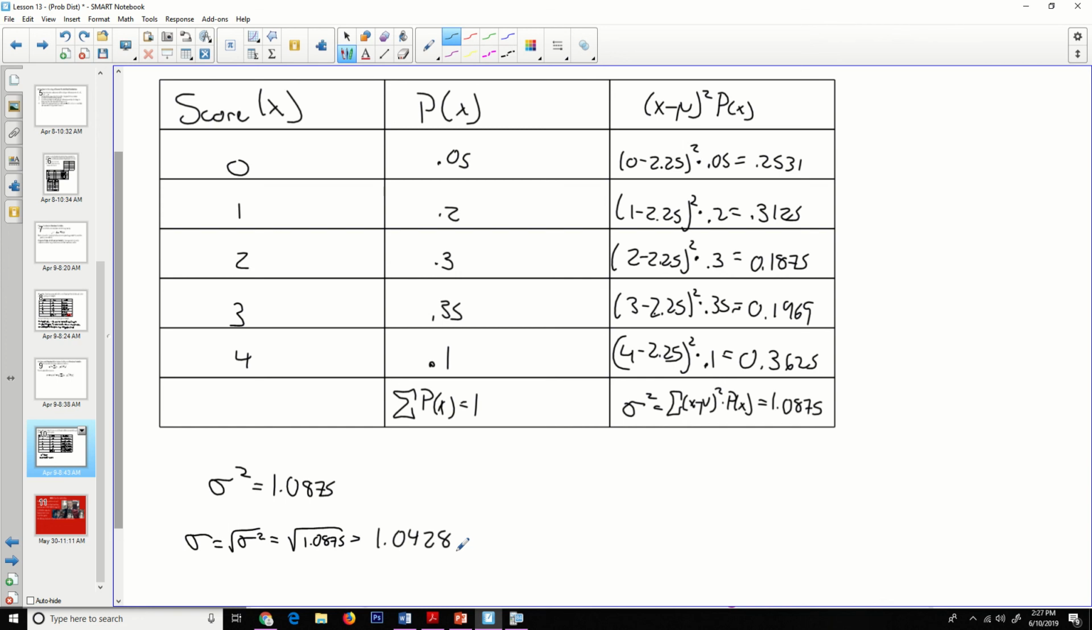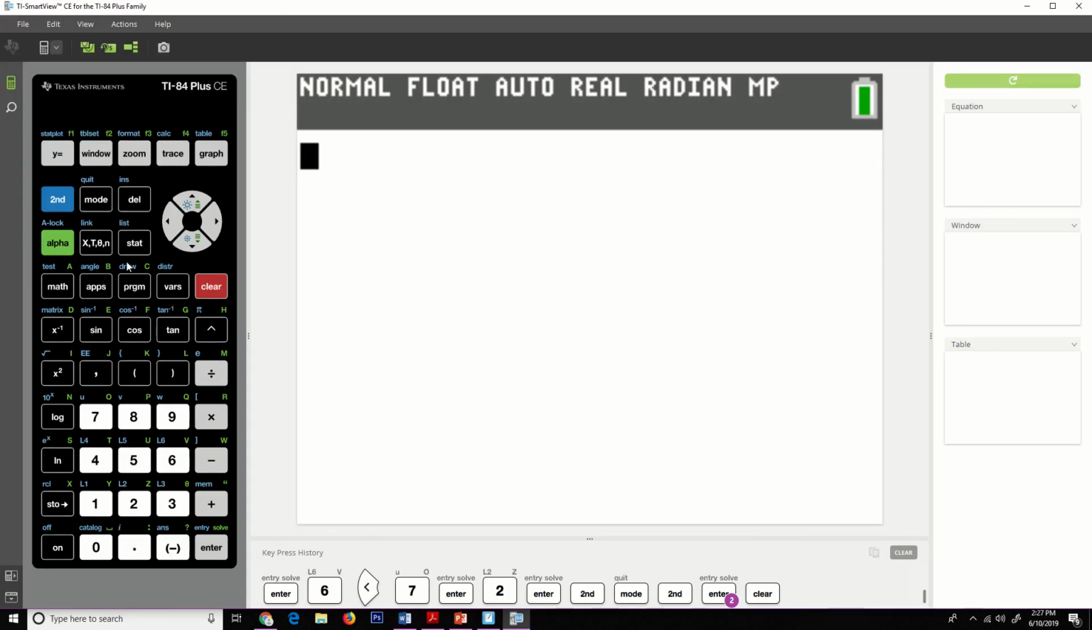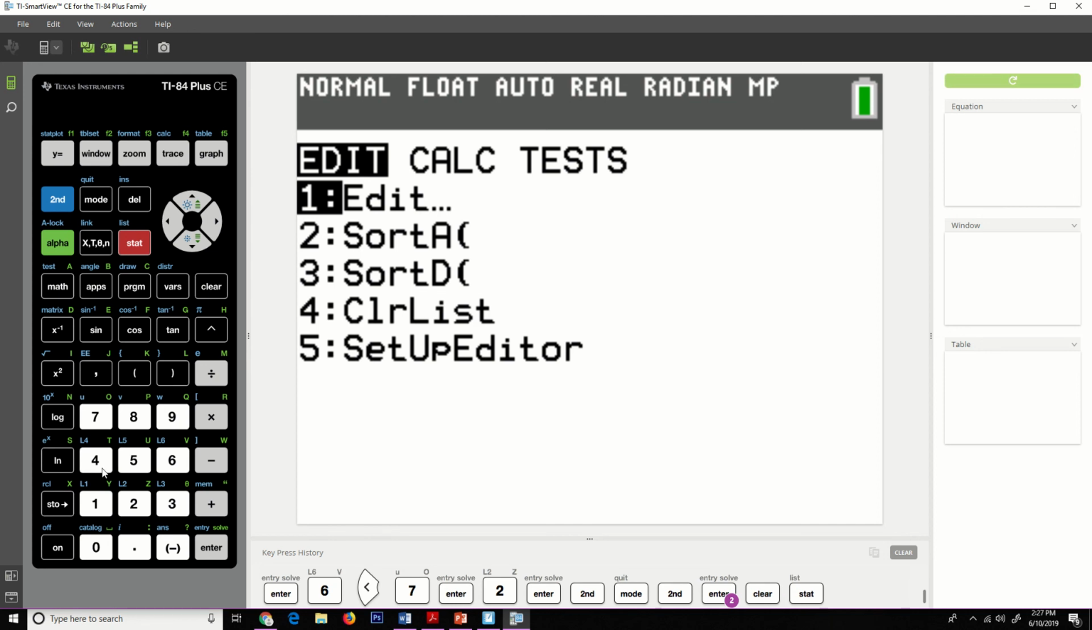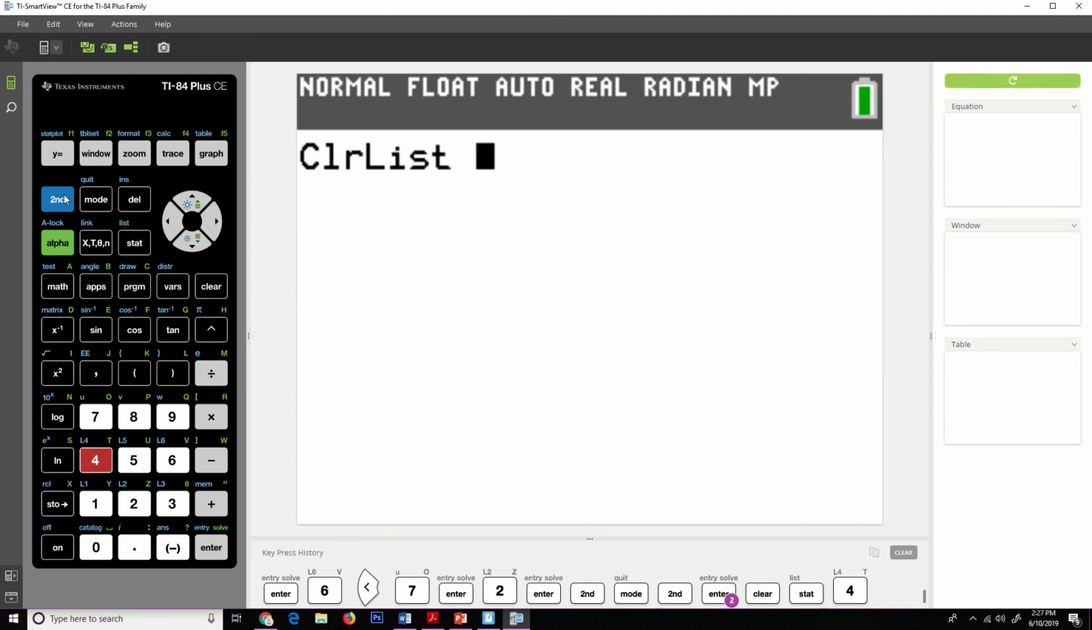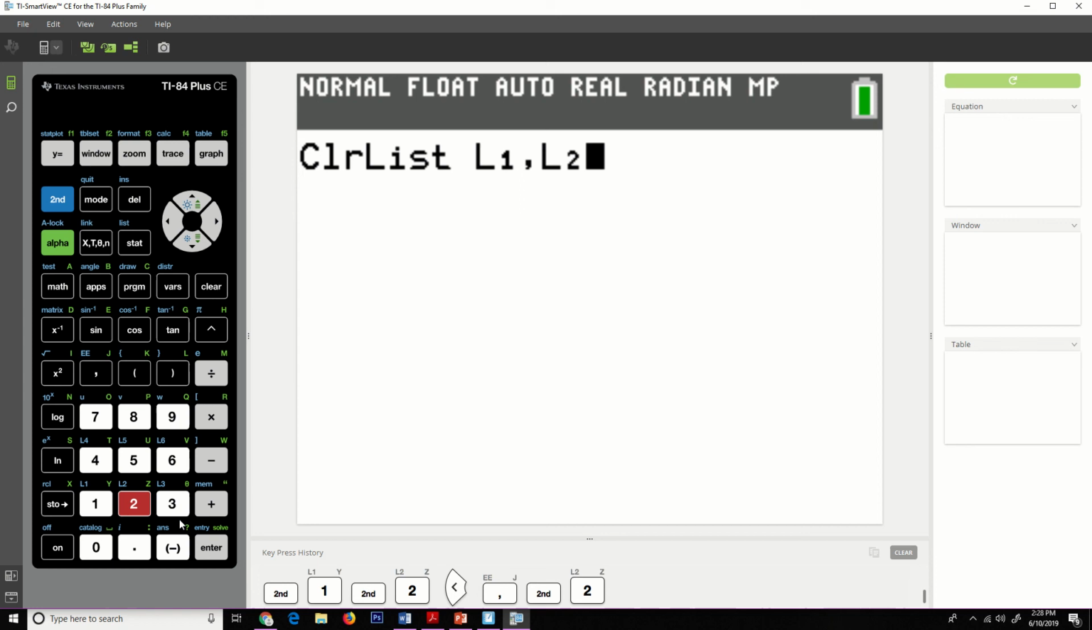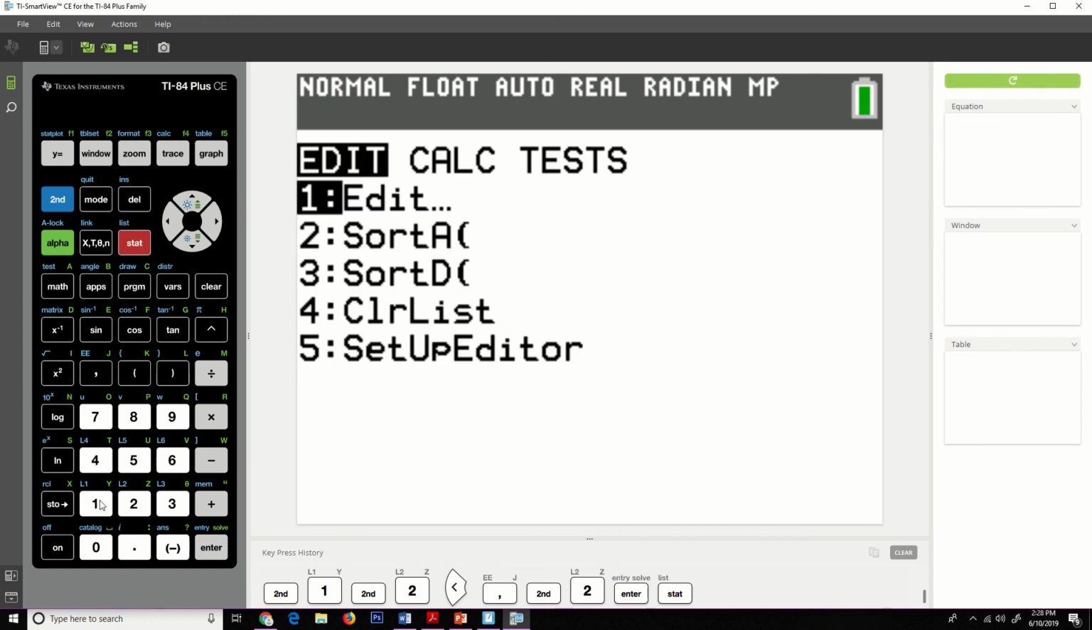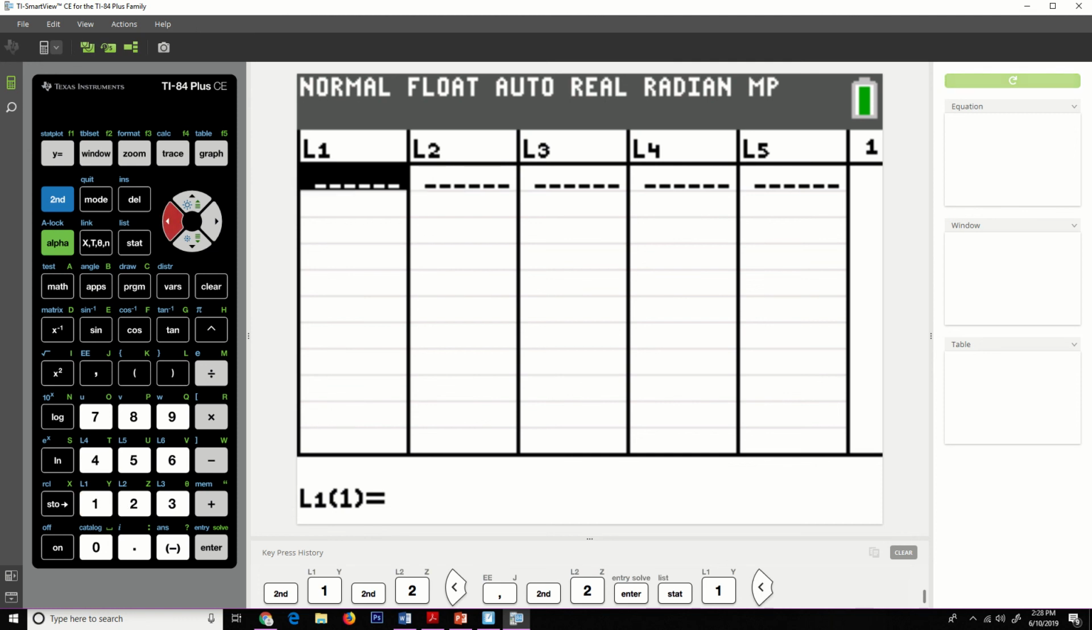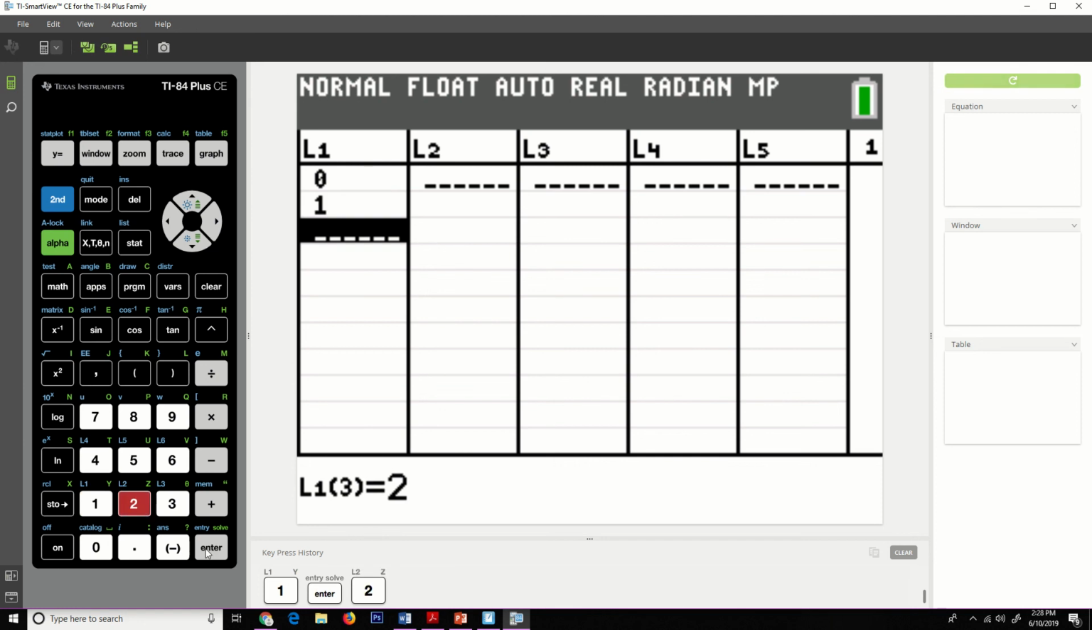Now we can simplify that process a little bit by doing the one variable stats. If I grab my graphing calculator here and I go stat, we want to clear out the list because we don't know who used it before. And we go second L1, second L2. Oops, I need a comma in there. Apologize for that. And so if we go stat, edit, in that first list we want the scores: 0, 1, 2, 3, and then 4.